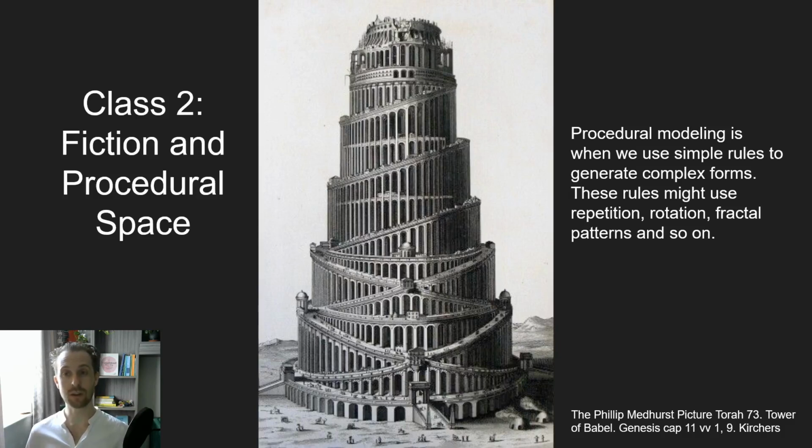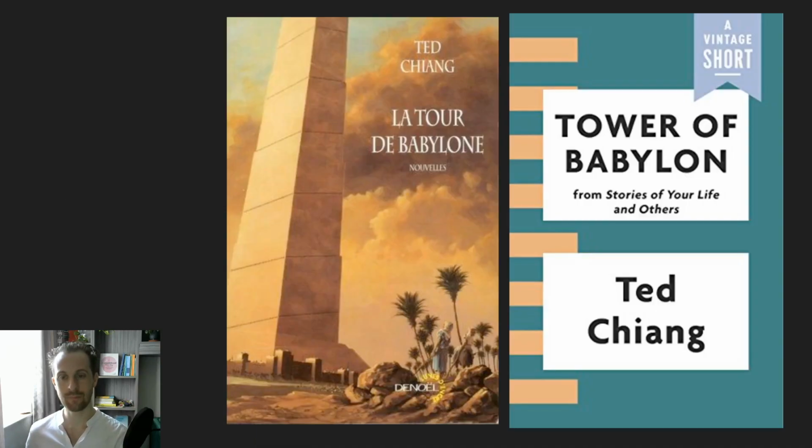Okay, and so the way that I'm going to introduce this topic today is with a story. It's going to be a story about a tower, like this image here. Next week, I'm going to tell you a different story, which will be a story about a library. But both of these stories are, in many ways, the same story. And both of them use space in a procedural manner.